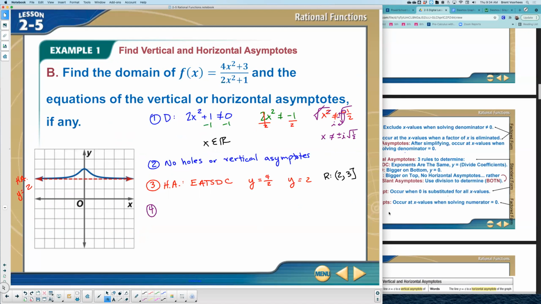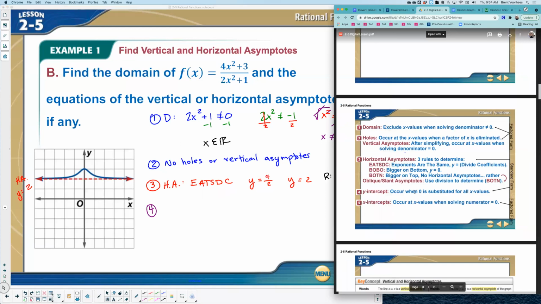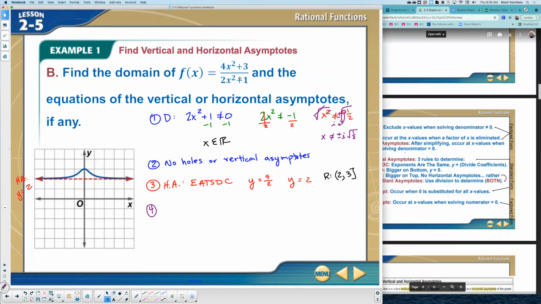The Y-intercepts, I'm sorry, I found Y-intercepts first. They occur when 0 is substituted in. So you would substitute 0 in for each x value, and you'd have 4 times 0 squared plus 3 divided by 2 times 0 squared plus 1.